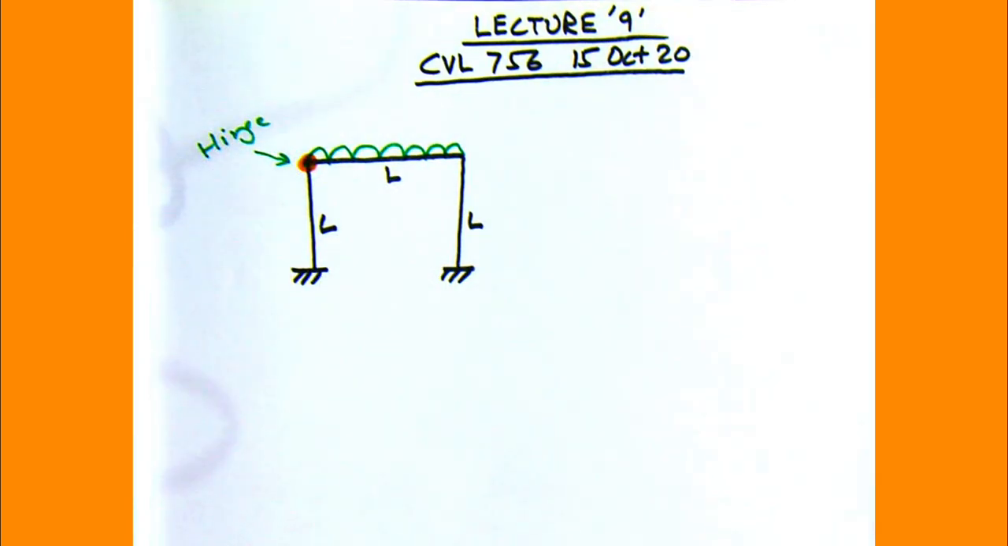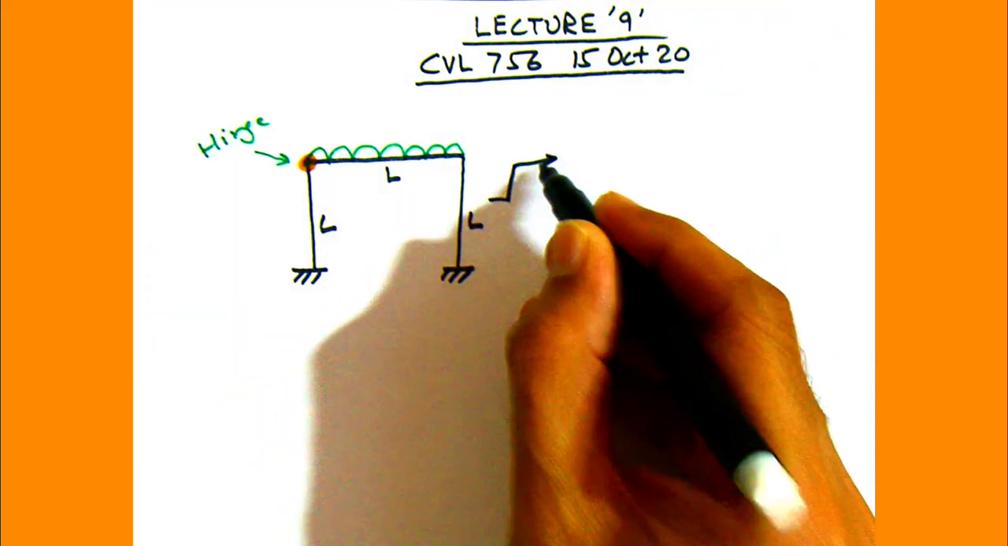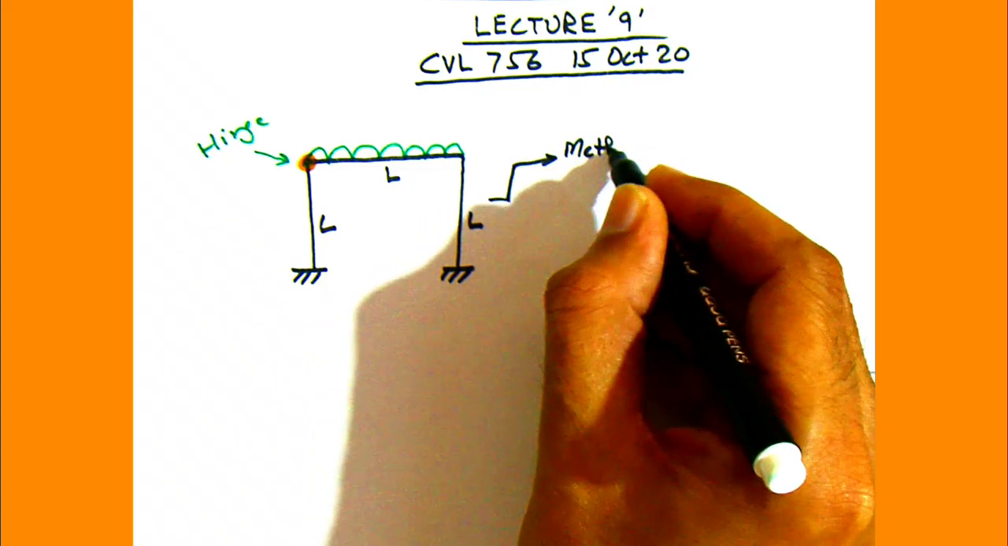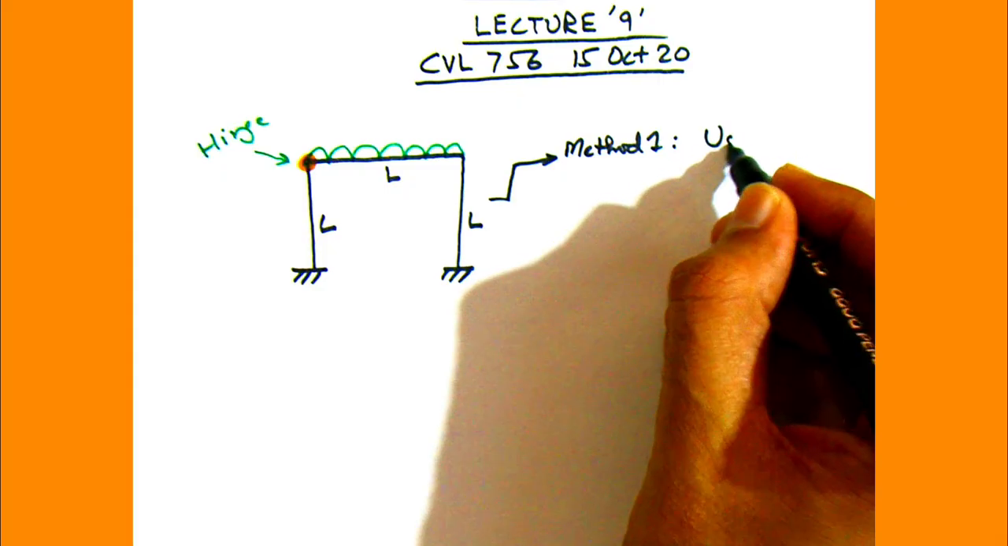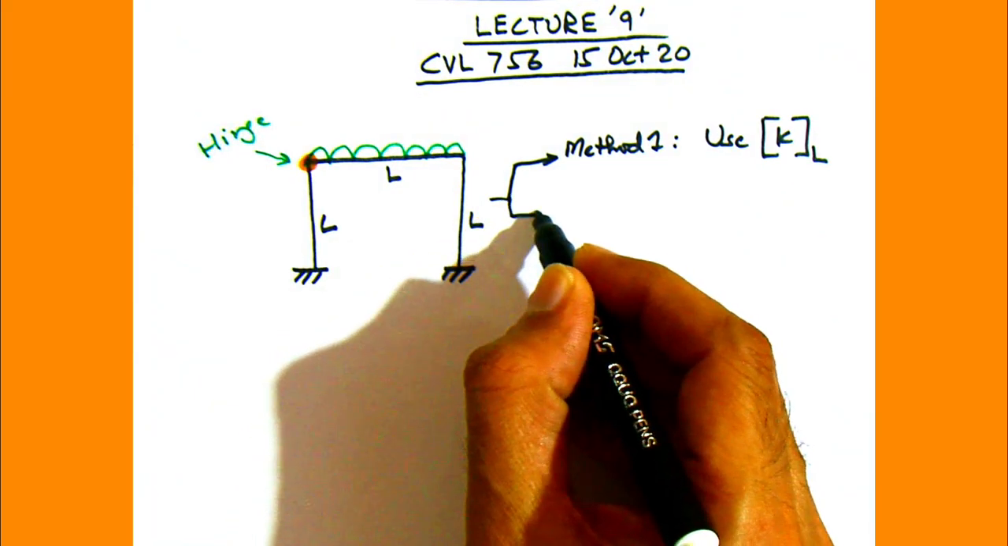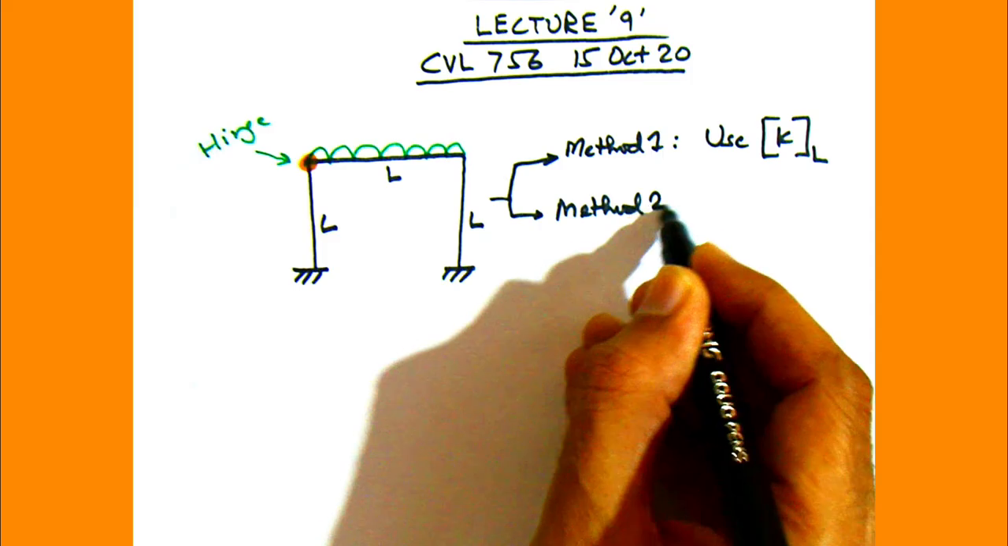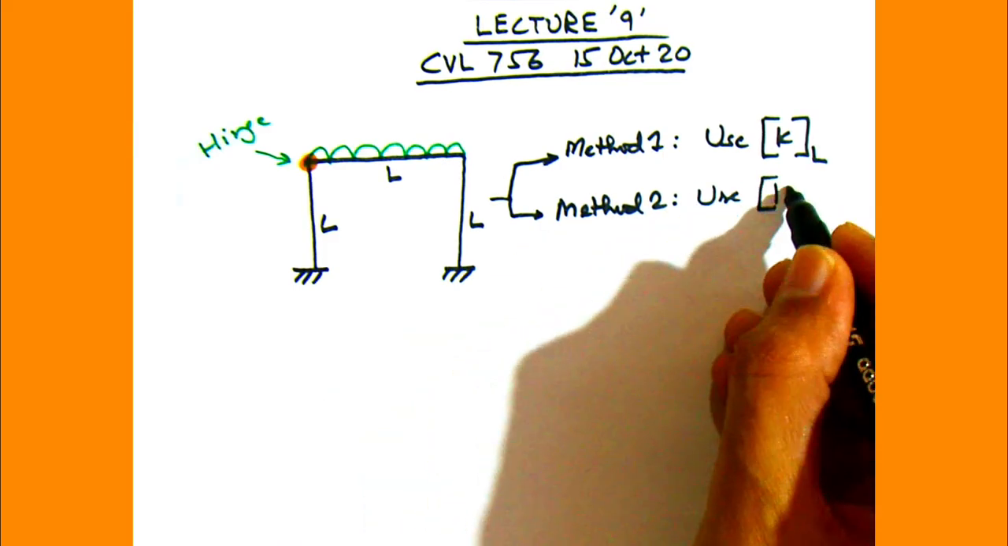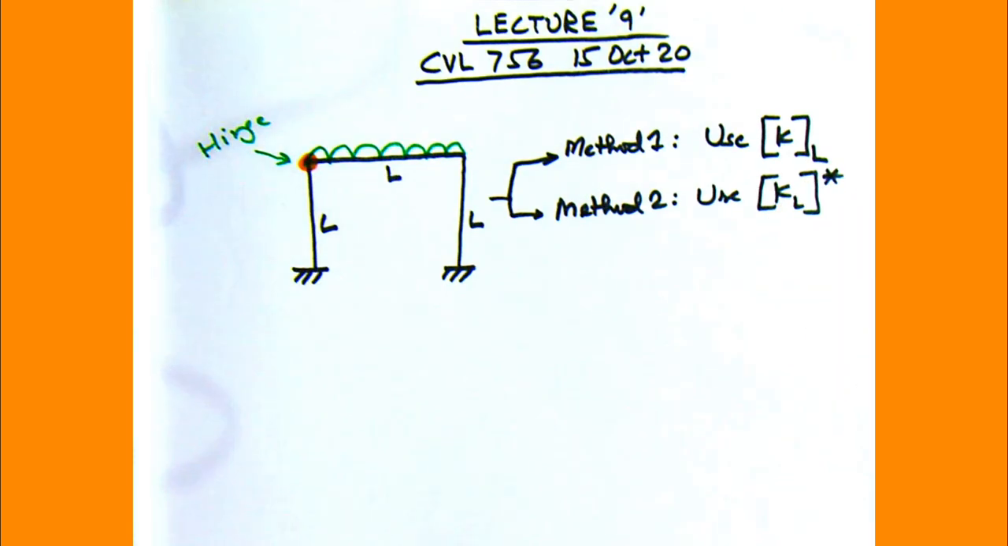So how do we solve this problem? There are two ways of doing it. One way is that we just use the normal member stiffness matrix. So we'll use both the methods. Method 1, we use the normal stiffness matrix, and method 2 is that we use the modified stiffness matrix. So I am using here a star, just like in the moment distribution method and slope deflection method also. When we use the modified approach, we use a star. So here also we'll use that.